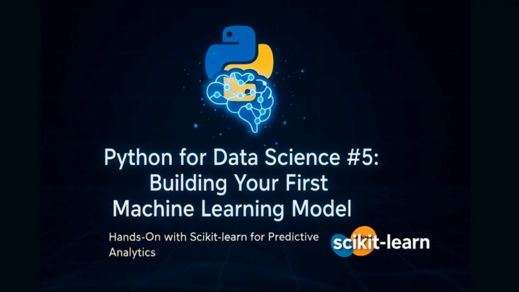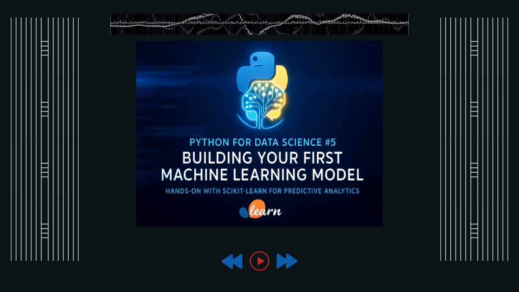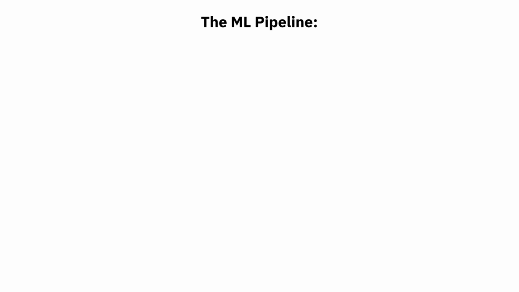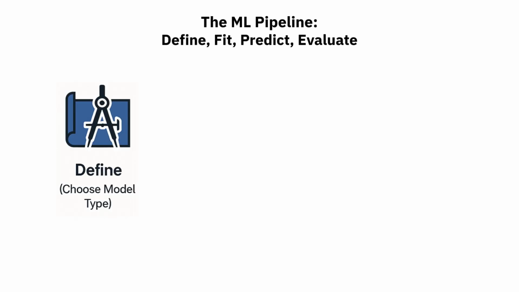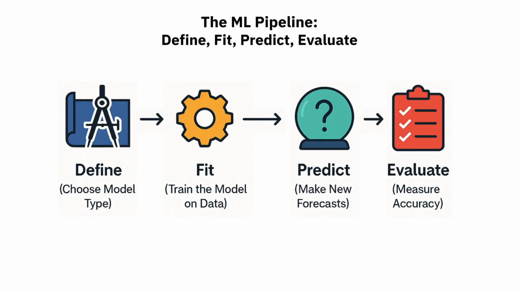Now it is time for the main event. We are building your first machine learning model using Scikit-Learn. Before writing code, understand the pipeline. It's 4 steps. Define the model, fit it to data, predict new values, and evaluate the results.